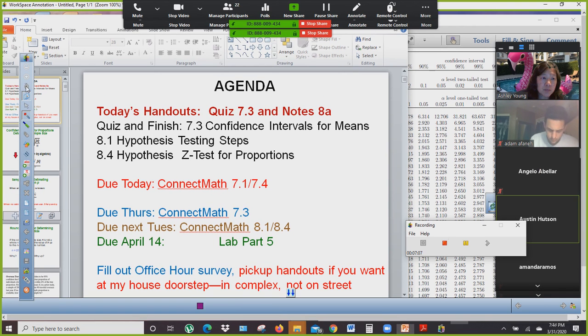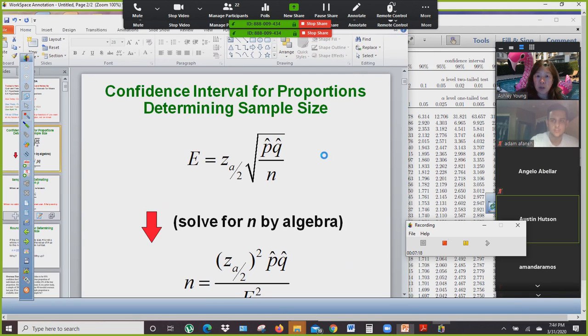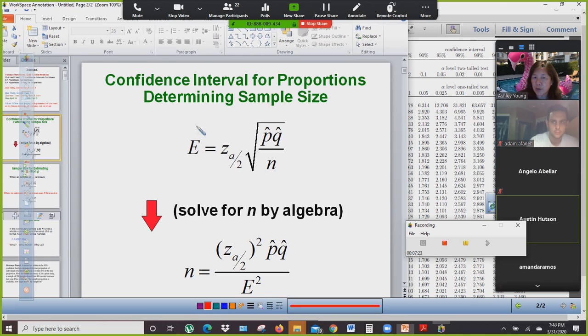Today, we're going to kind of go through this 7.3 quiz, so let's take a look at it. Everything's really slow. Okay, great.